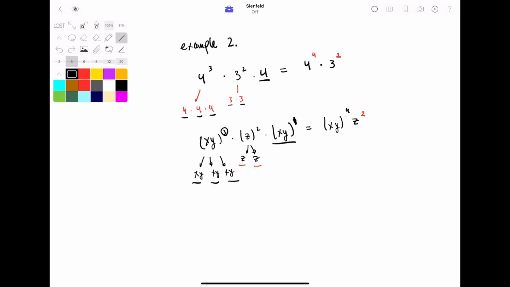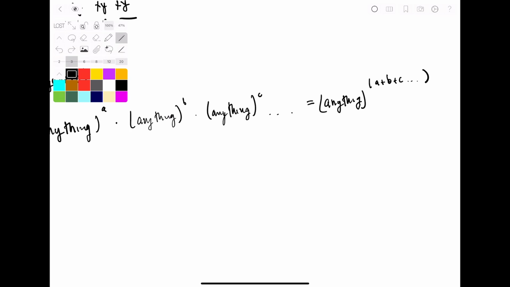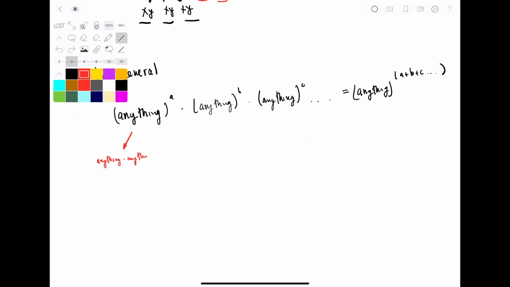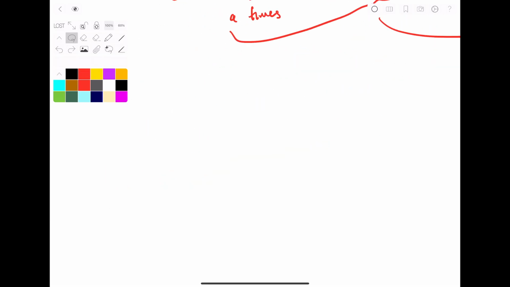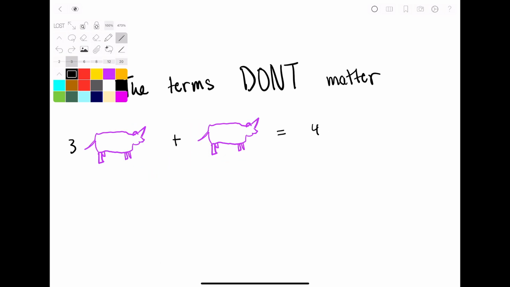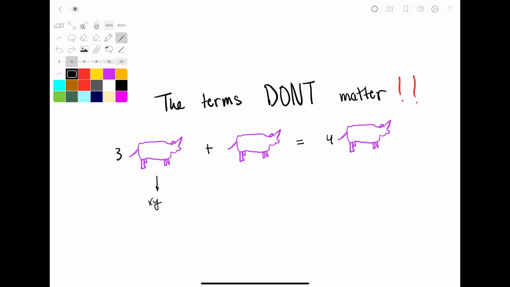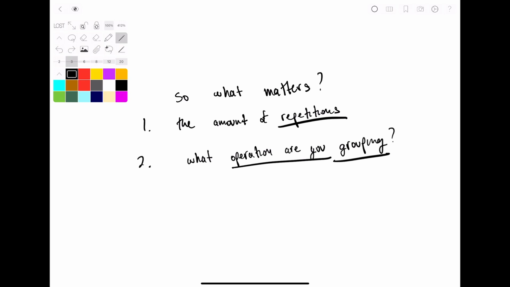In general, that same idea can be generalized to anything to the a times anything to the b times anything to the c into anything to the a plus b plus c. When you're combining, the terms don't matter. You can replace the xy's with boxes, a unicorn, or anything really, and all the rules apply the exact same. So just focus on what matters: the amount of repetitions and the operation that you're doing.